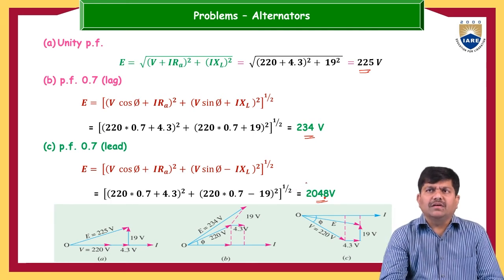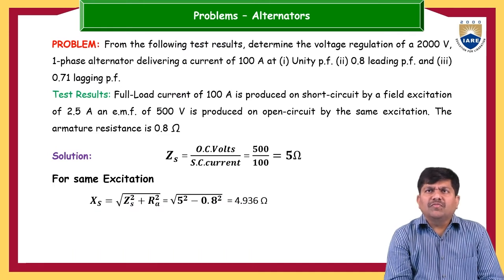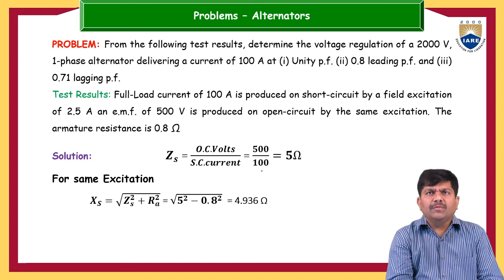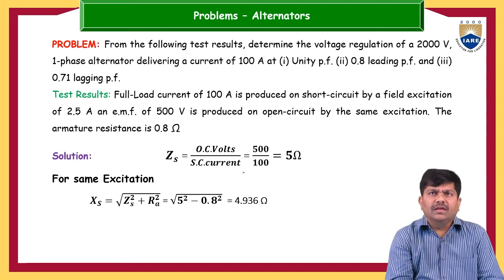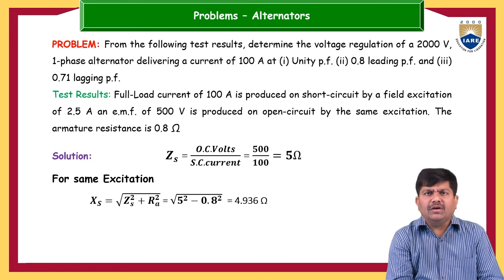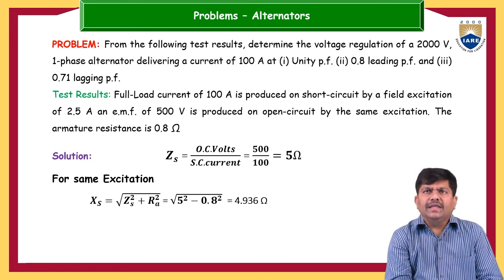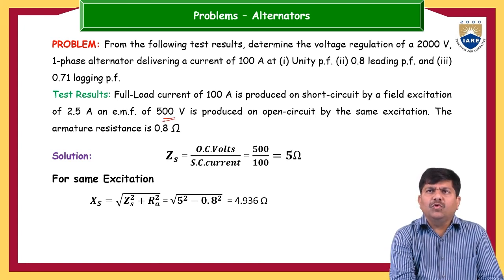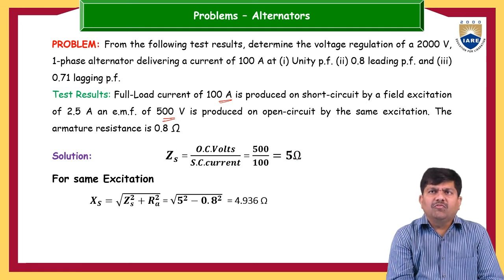One more problem: from the following test results, determine the voltage regulation of a 2000 volt single phase alternator delivering a current of 100 amps at unity power factor, 0.8 leading power factor, and 0.7 lagging power factor. What are the test results? A full load current of 100 amps is produced on short circuit by a field excitation of 2.5 amps, and an EMF of 500 volts is produced on open circuit by the same excitation. So here we require voltage, and the next one is current. Let us take the ratio of voltage to current. Then the synchronous impedance is 5 ohms.